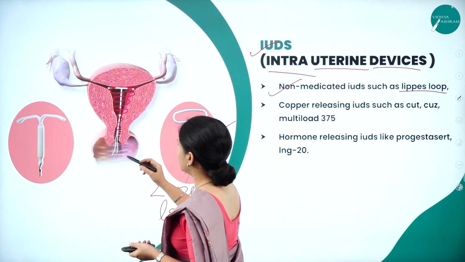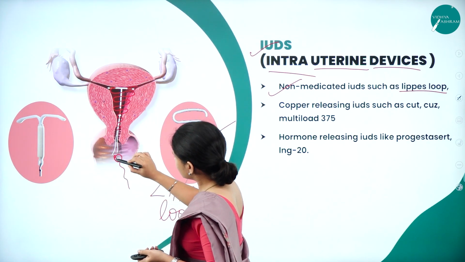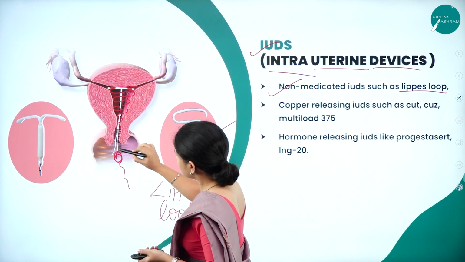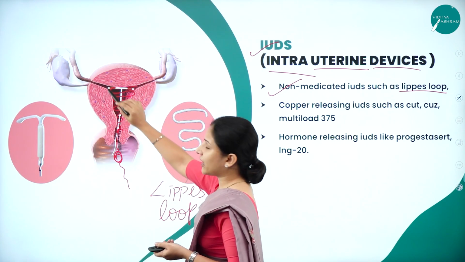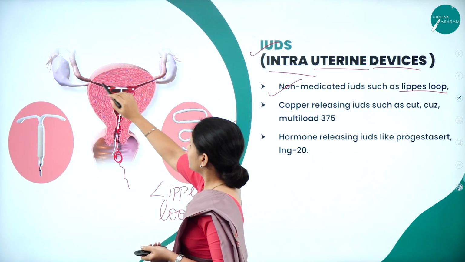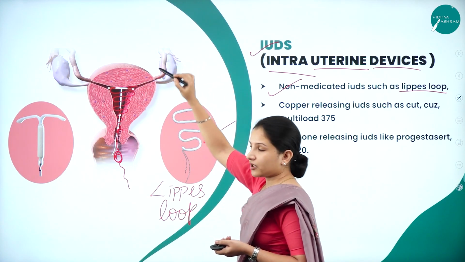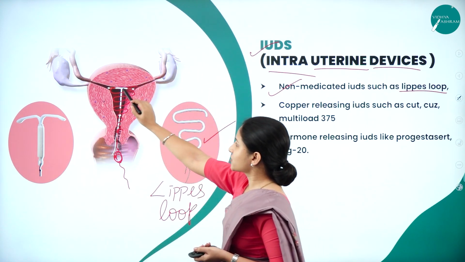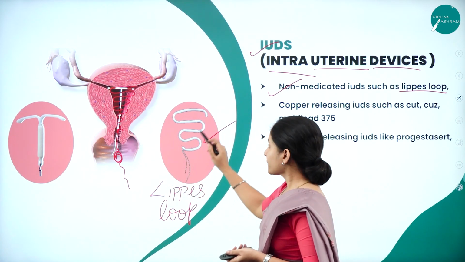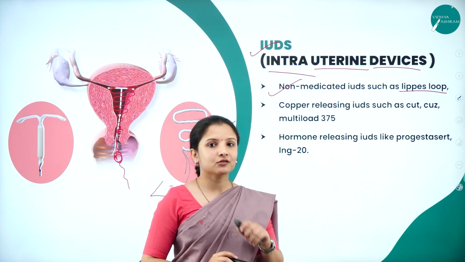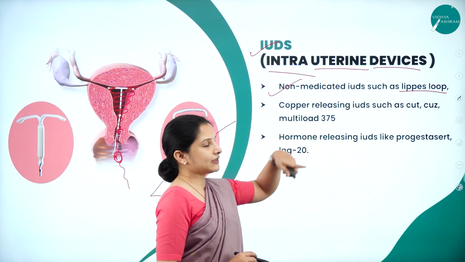It will completely cover. So what happens is, if you have a sperm here, when the sperm is trying to move inside, it is covered. The complete uterine cavity will be covered. So the sperm cannot travel and reach the egg. It will be stuck here because it gets covered very neatly. This is the function of the Lippes loop. One of the best contraceptive methods is the non-medicated IUD, that is the Lippes loop.